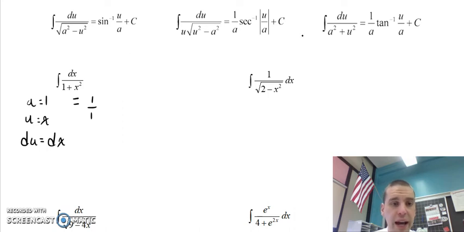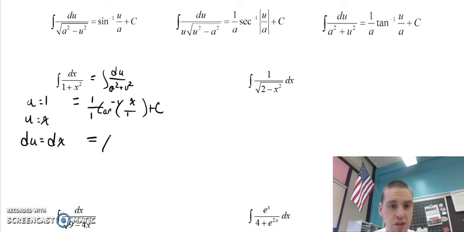So I can now rewrite it in terms of a and u as the integral of du over a squared plus u squared. When I do that, I can now say what a is and u is. So 1 over 1, tan inverse of u, x, over a, which is 1, plus c. So I can just rewrite that as tan inverse of x plus c.